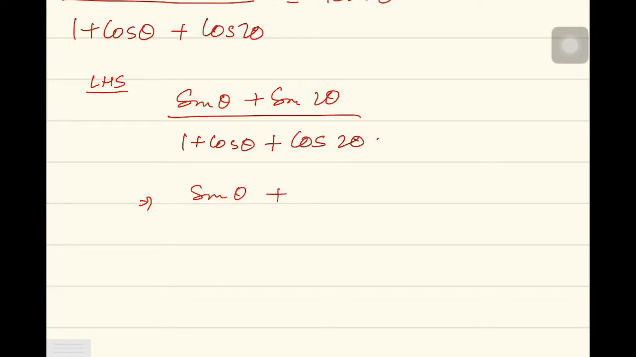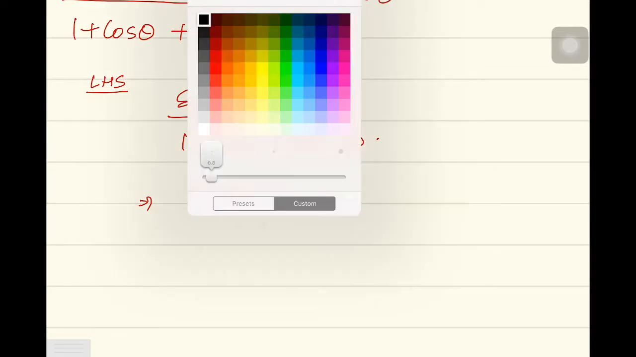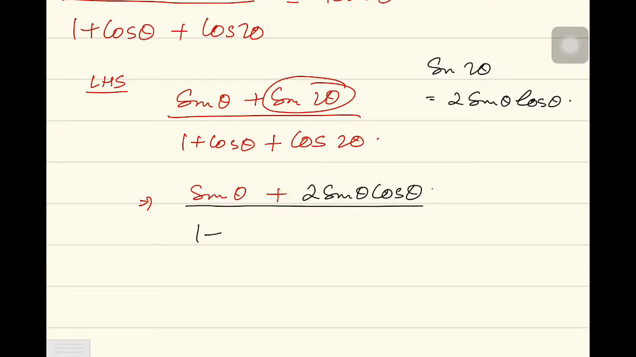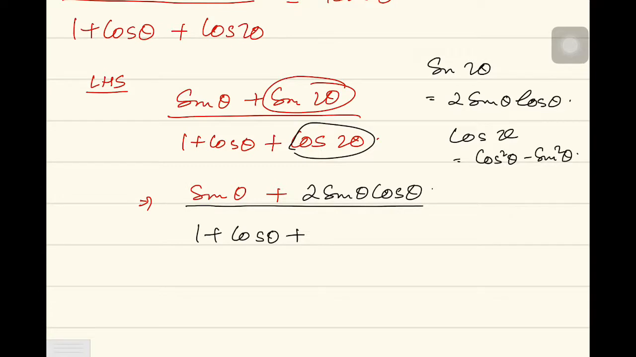sine theta plus, what's the formula of sine 2 theta? Everyone knows. Let me write it down here. Sine 2 theta equals 2 sine theta cos theta, if you remember it, isn't it everyone? So let's replace 2 sine theta cos theta. Great. Now comes the denominator 1 plus cos theta. And what is the formula of cos 2 theta now? Cos 2 theta equals, let me write down, cos square theta minus sine square theta. Check out the formula. Is that correct, everyone? Okay, then I'll replace it here: cos square theta minus sine square theta.